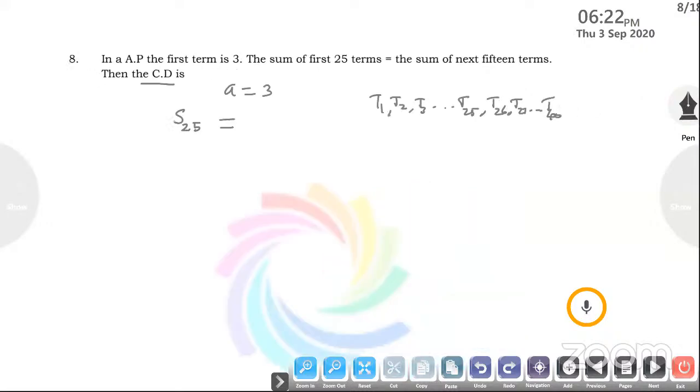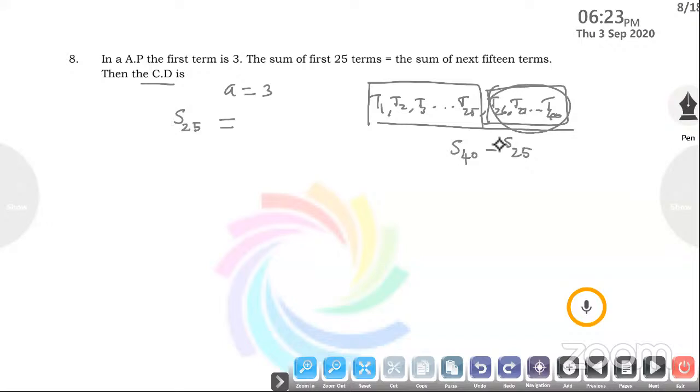So what I am going to do here, this T26 to T40, I can write as S40 minus S25. So sum of these terms is nothing but sum of all these terms minus sum of the first 25 terms. So I can write this as S25 is equal to S40 minus S25. So let us simplify this. This is 2 into S25, and this is equal to S40.